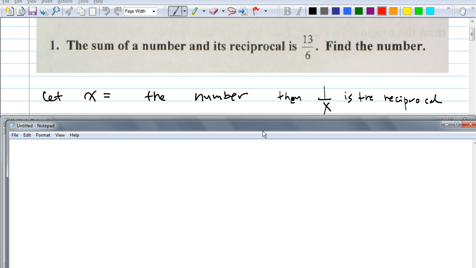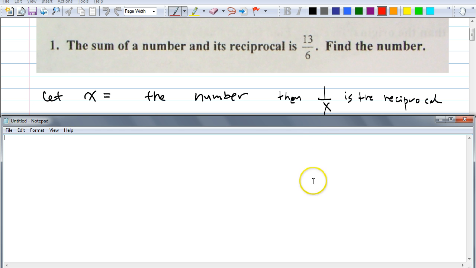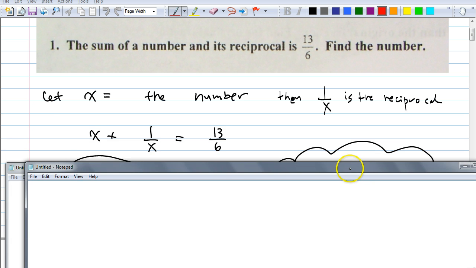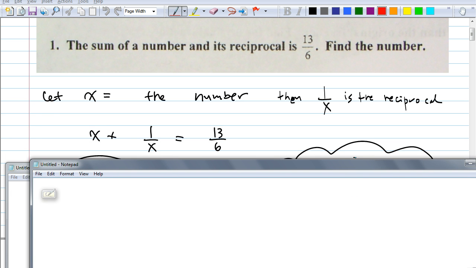X plus 1 over x is equal to 13 over 6. Exactly right. They say that the sum of the two numbers, so x plus 1 over x, equals 13 over 6. Pretty straightforward. And now, do you see how we get a fractional equation? We have an equation where one of the variables is in the denominator. So we got x plus its reciprocal 1 over x equals 13 over 6.